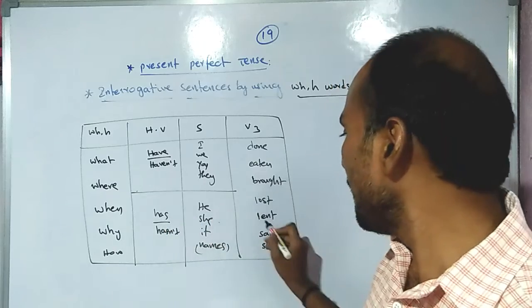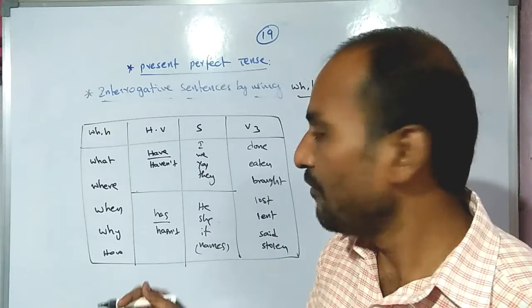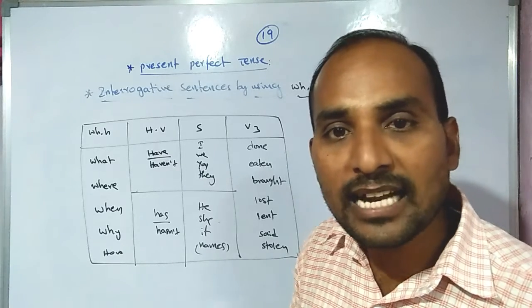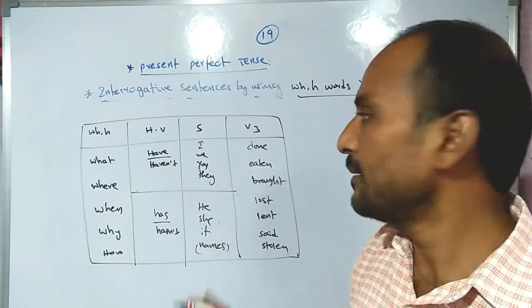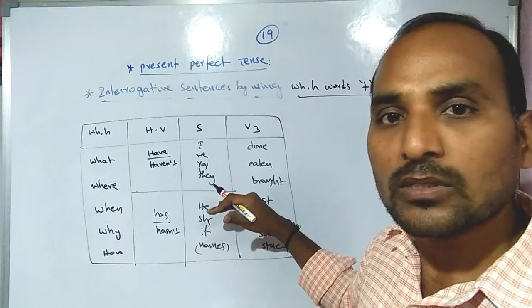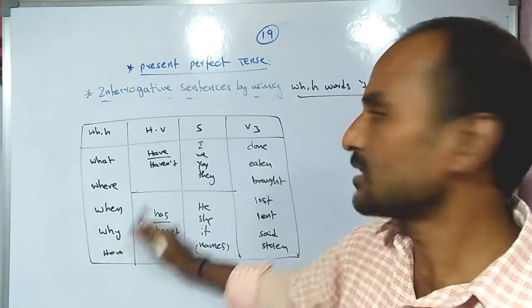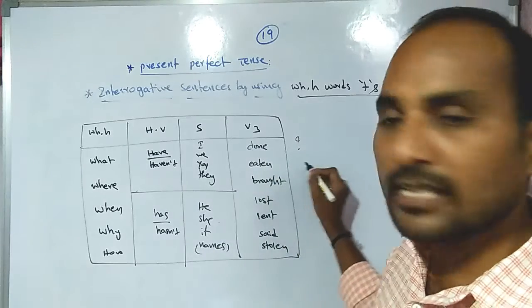So has he lent? So what has he lent, where has he lent, when has he lent, why has he lent, how has he lent. So like that, how has she said. So like that we can frame positive sentences as well as negative sentences by using WH words. And these are interrogative sentences. For each and every sentence we get a question mark at the end.